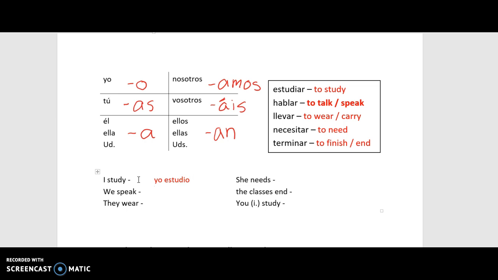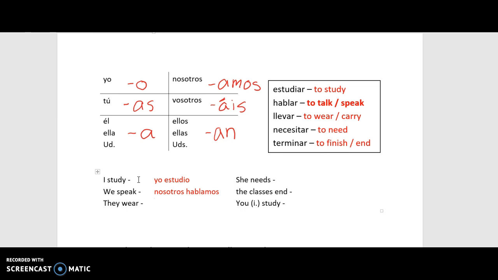Okay? We speak. We is nosotros. The verb is hablar, but you're going to chop off that AR. Boom, boom. The nosotros ending, if you go up to your chart, nosotros gets amos. Now notice I'm not saying A-M-O-S. I'm saying the sounds. Trust me, it makes it a lot easier to remember later. So just use the sounds.